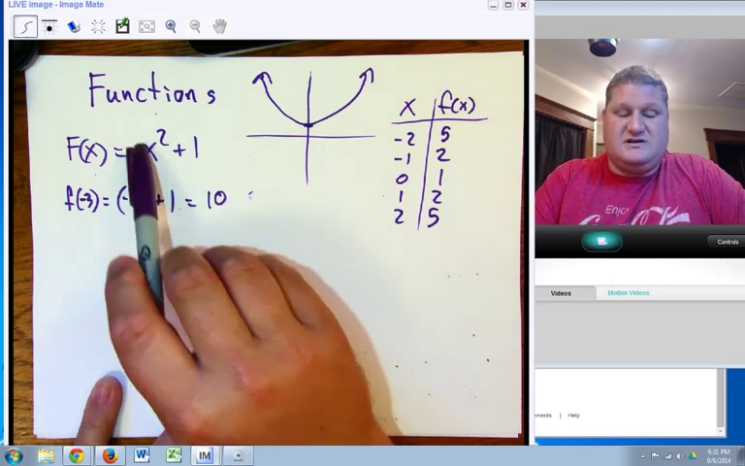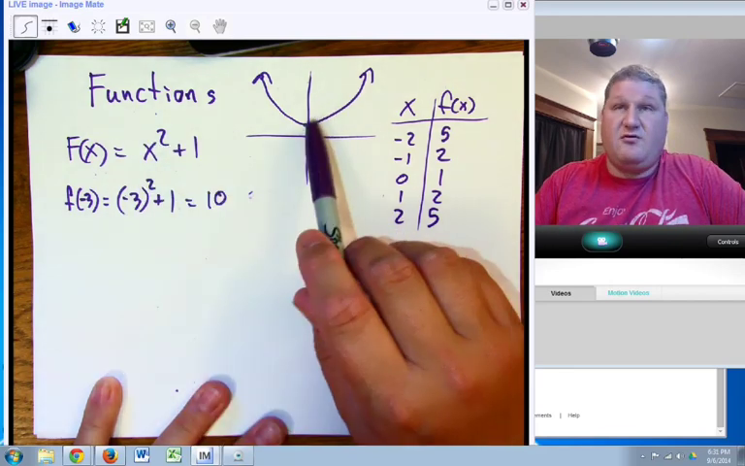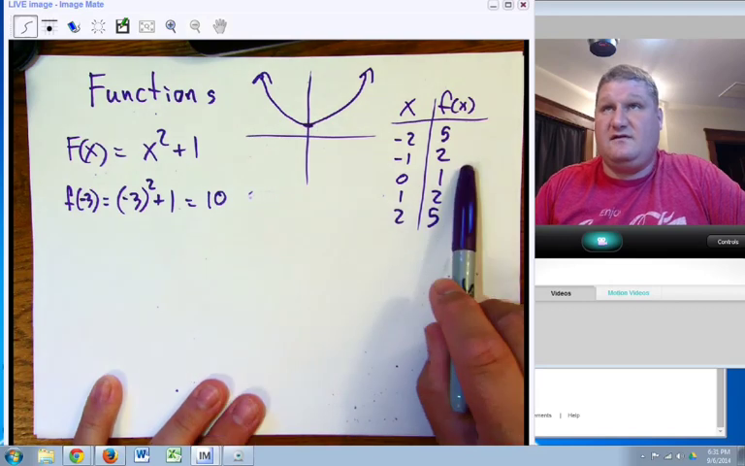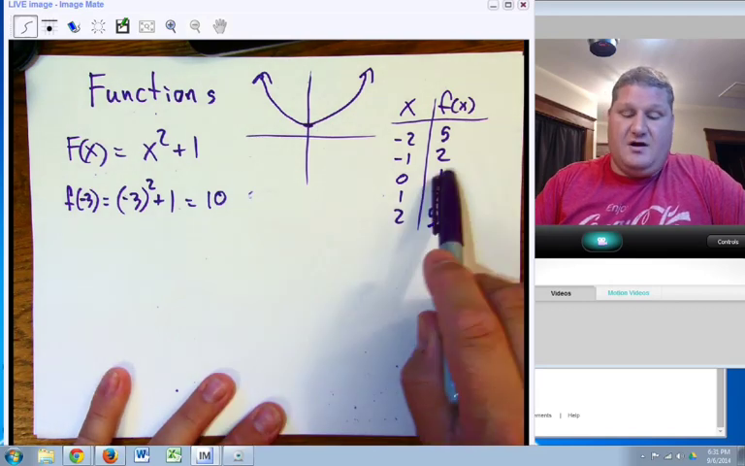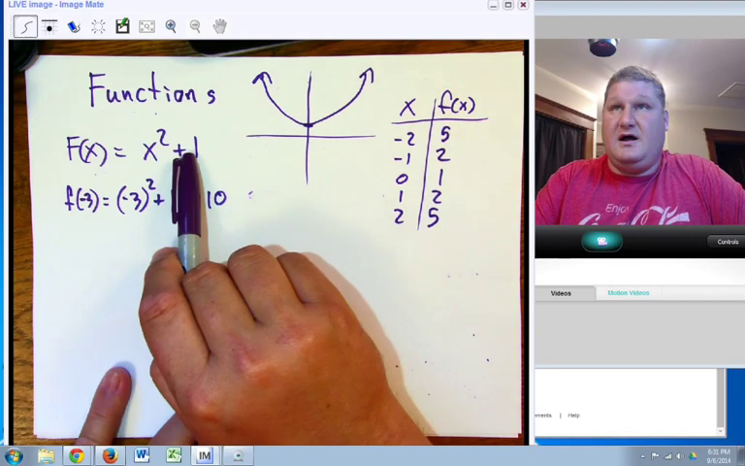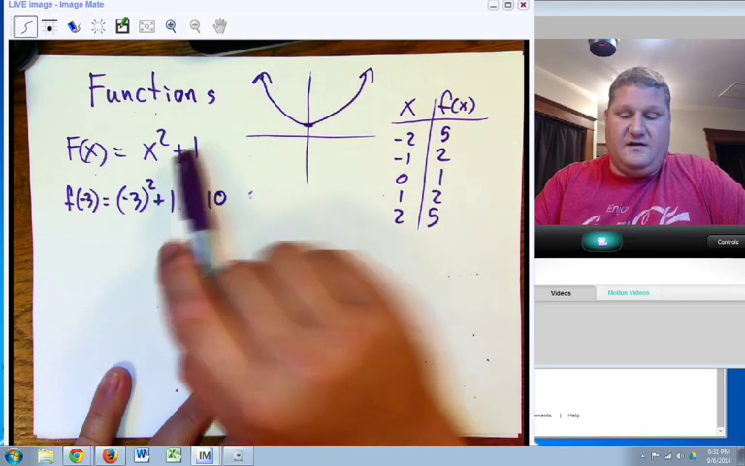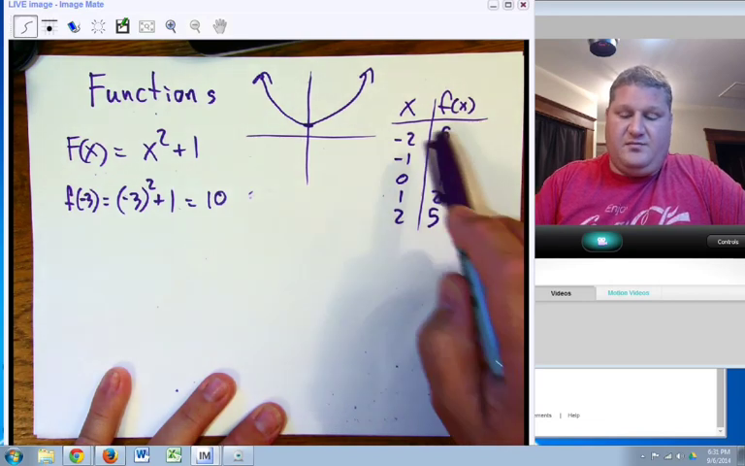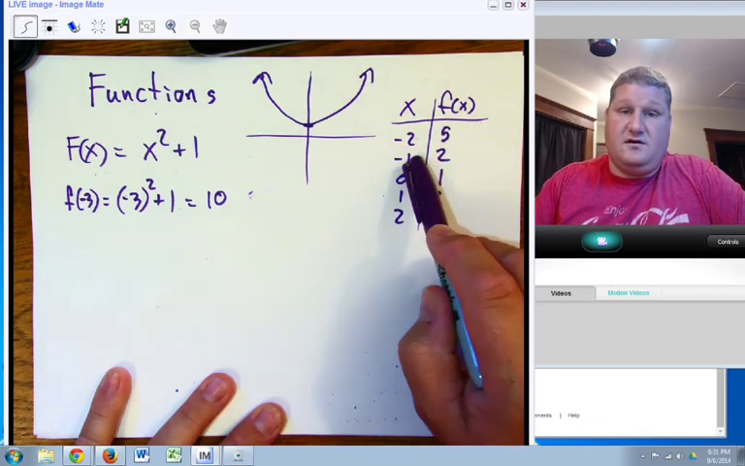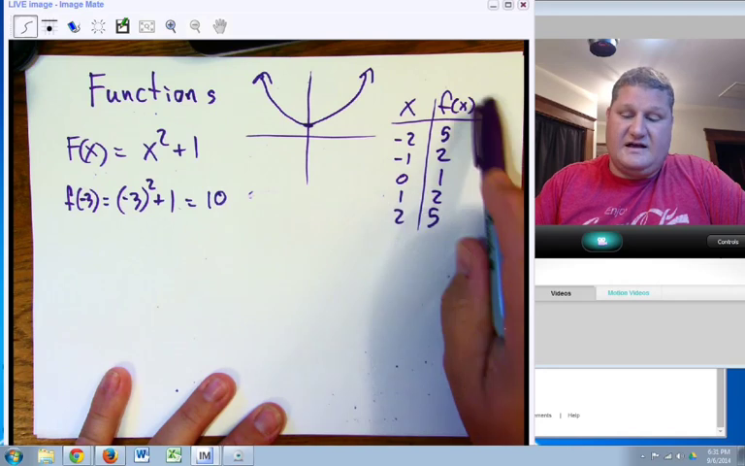Now, of course, anytime you have an equation, you can also have a graph. Anytime you have a graph, you can have a t-table. So we're going to look at it numerically, graphically, and symbolically. Now, in this case, obviously what we can do is fill in our t-table by simply plugging in values, -2, -1, 0, 1, 2. It's your classic set of values.